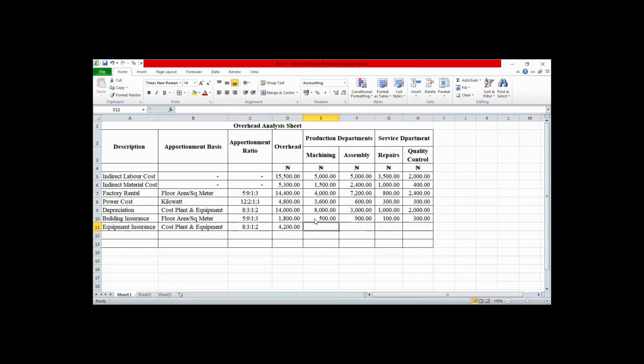What's the addition of the ratio there? 14. Yes, sir. We say we have what? 8 divided by 14 times 4,200. The second one, we have 3 divided by 14 times 4,200. Then the next one, 1 divided by 14 times 4,200. The last one, 2 divided by 14 times 4,200.